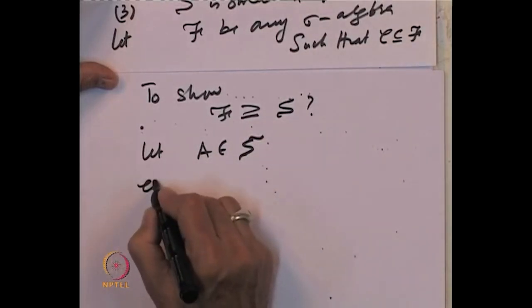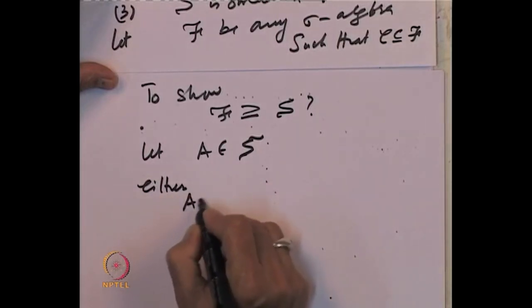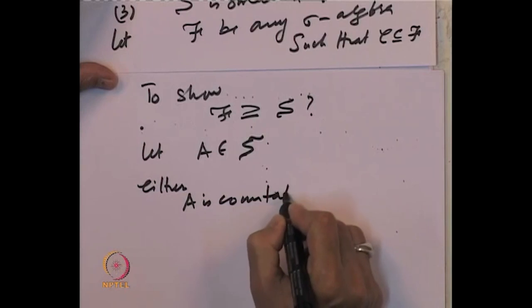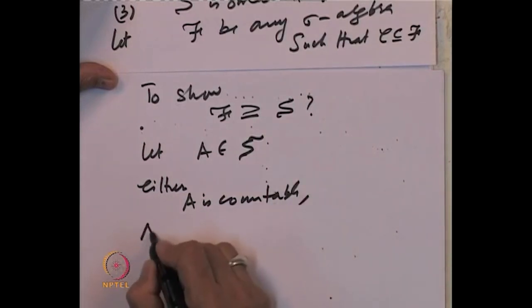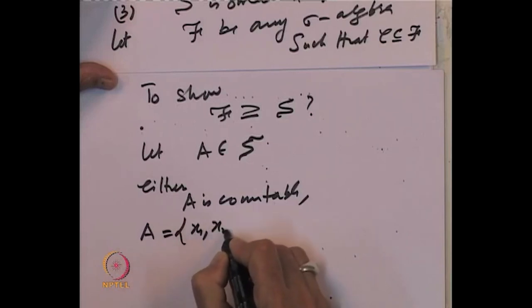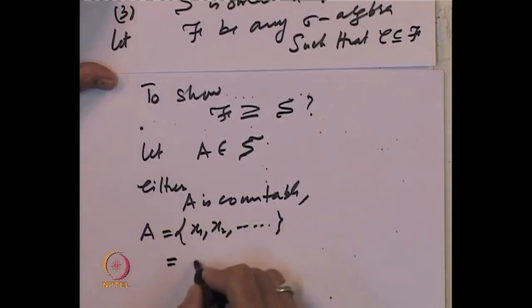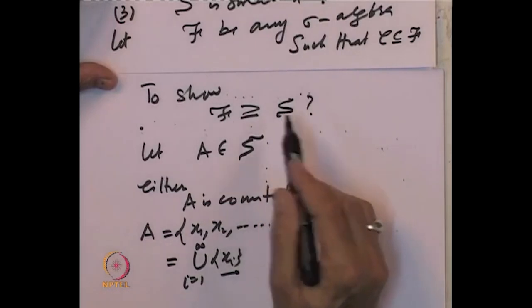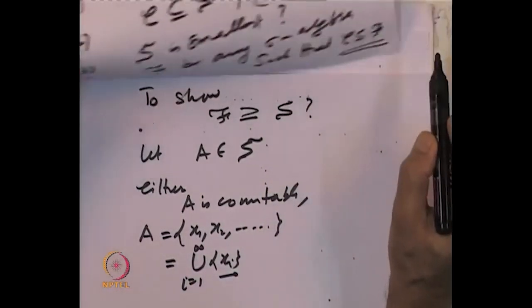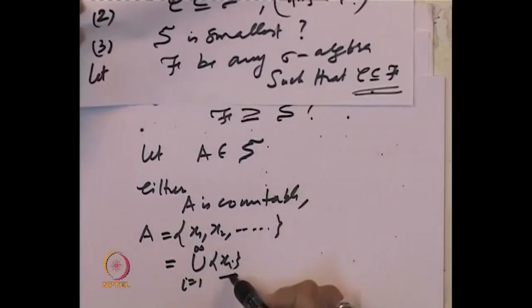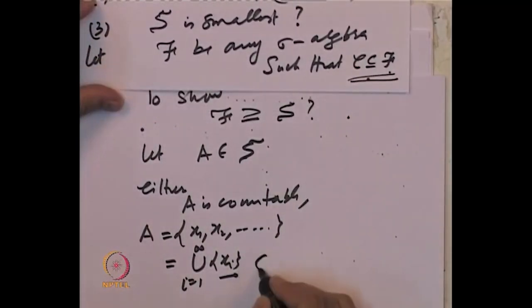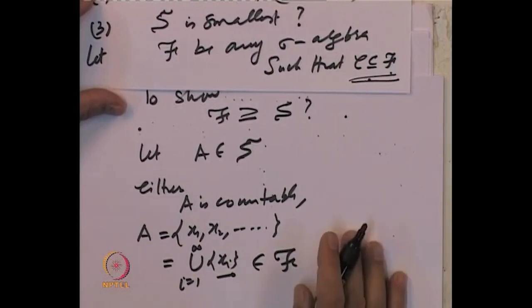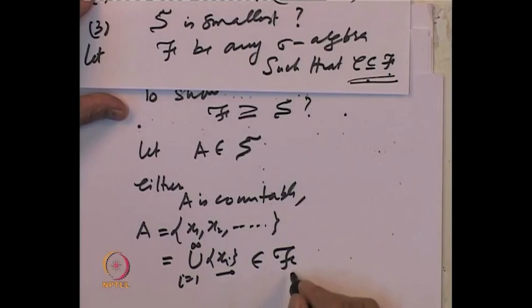Two cases arise. Either A is countable. In that case, A can be written as x1, x2 and so on, that is, as a union of singletons xi, i equal to 1 to infinity, and each xi is an element in C. C is inside F, so every singleton belongs to F, and F is a sigma algebra, so this implies A belongs to F. So, if A is countable, then it belongs to F.